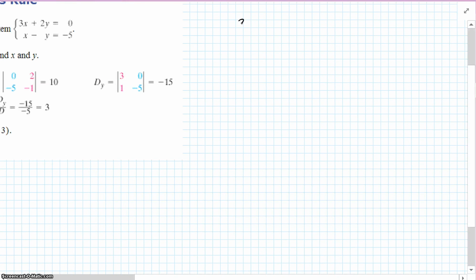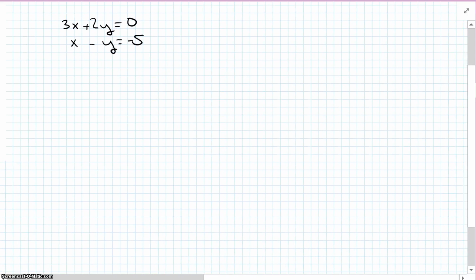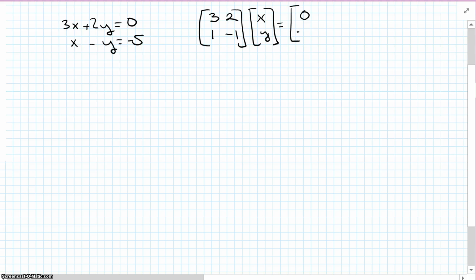So we're given the equations: 3x plus 2y equals 0, and x minus y equals negative 5. Okay, so let's set up our big matrix. What's our coefficient matrix? Our coefficient matrix is going to be 3, 2, 1, negative 1. Okay, what's our variable matrix? Just x, y. And what is our solution or our constant matrix? 0, negative 5. All right, so the d value is just going to be the determinant of the first matrix.